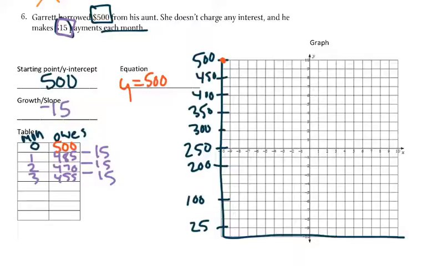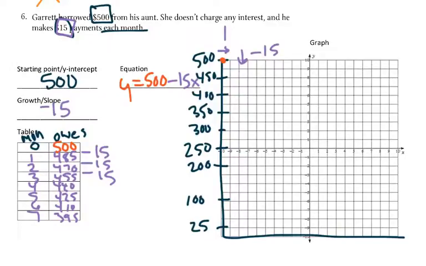Okay, so every time we go to the right, we have to go down by 15. Every time we go for 1 month, we're going down 15. So 440, 425, 410, 395 as we go down to finish our table. Once we got the pattern, it's pretty easy, right? Okay, so the equation, we're subtracting 15 each time, and we'd multiply that by our variable.